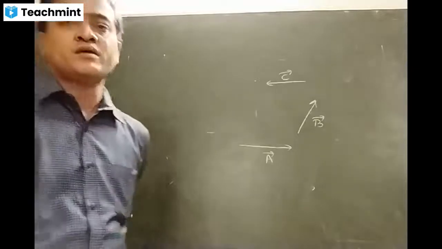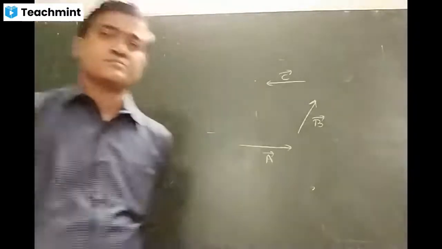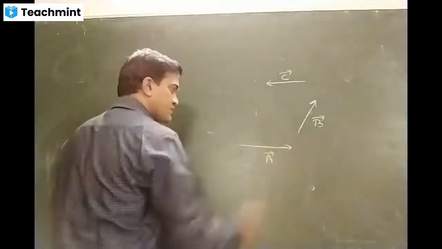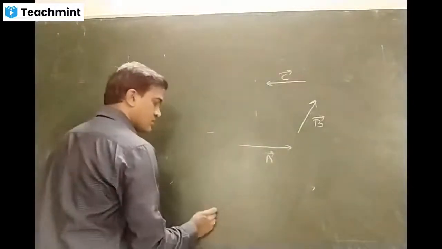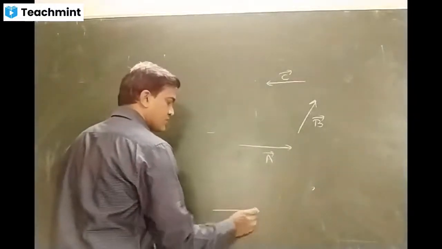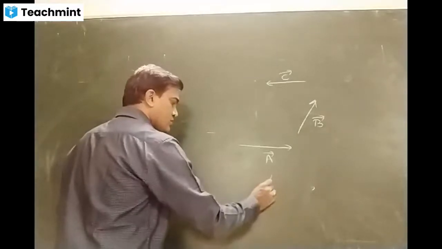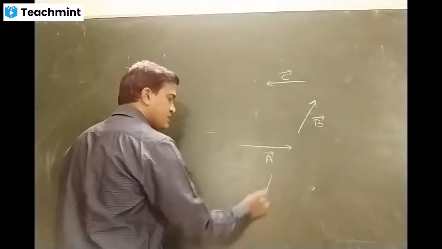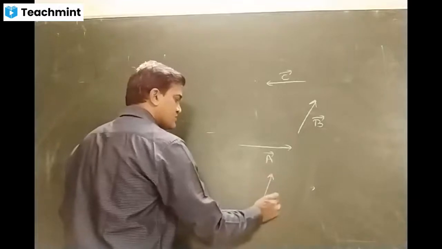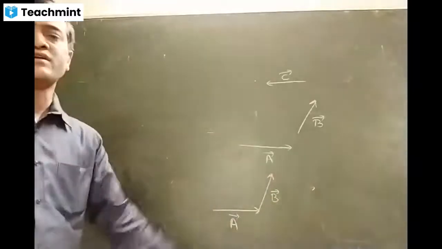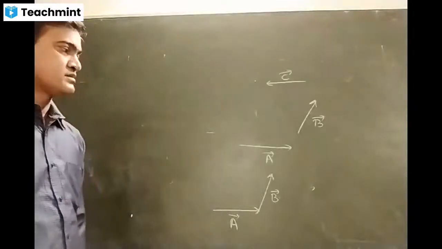How to add B bar to A bar? We can slide it downwards, so that the tail of B bar coincides with the head of A bar. So I have joined the second vector B bar such that the tail of the second vector is coincident with the head of the first vector A bar.